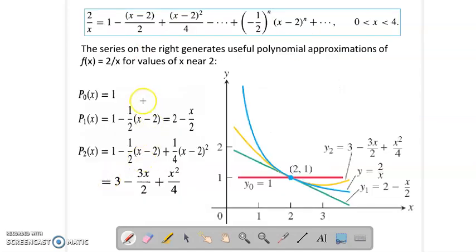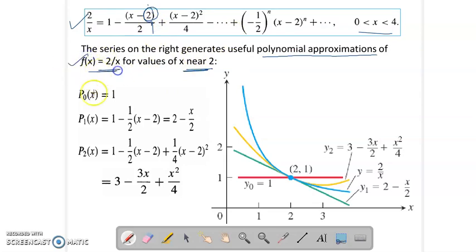So let's do that. We can say 2 upon x is this series, and this is for x lying between 0 and 4. Now the series on the right generates useful polynomial approximations of this function for values near 2, right? We are saying that this is for when you are near the center of the power series. As we see, as you move towards 0 and 4, you need more and more terms to approximate this function with these polynomials. So you will get a good approximation if you are near the center of the power series. So let's approximate it.